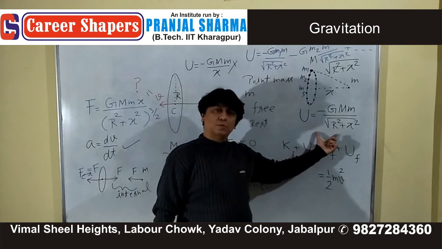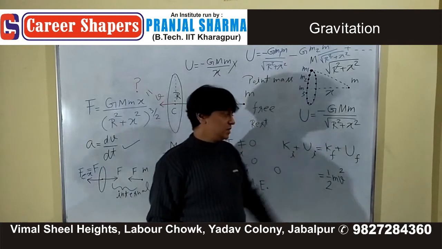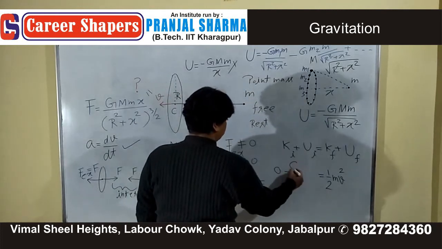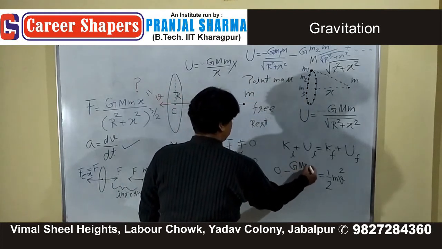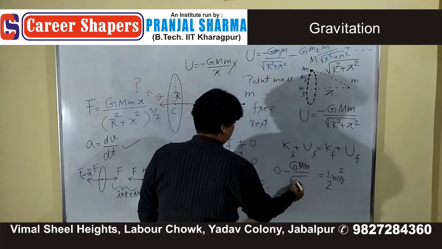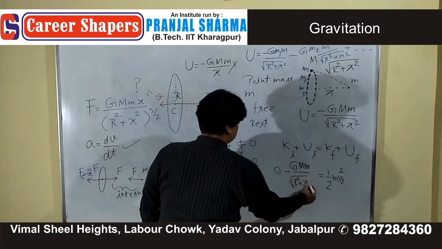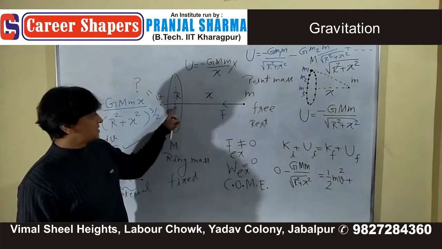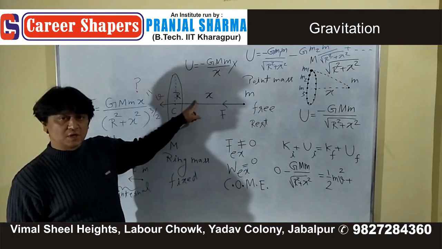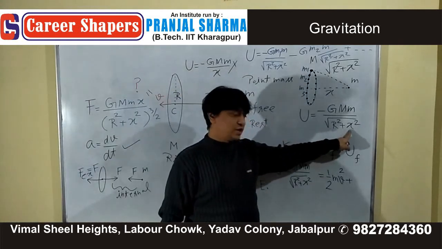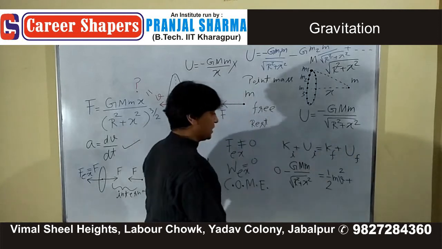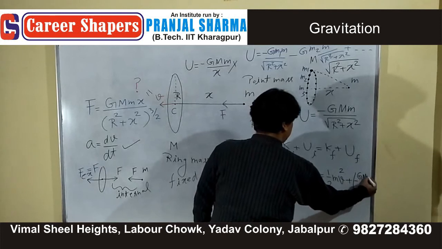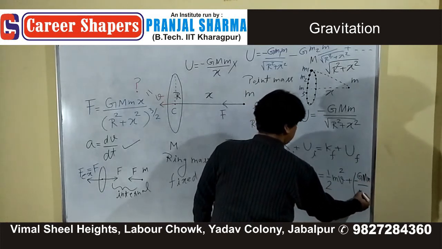The moment you develop U, the question is done. What is U initial? U initial is coming minus of G M m divided by root over R square plus X square. And finally, when small m is at the center, X becomes 0. Potential energy is coming minus of G M m divided by R.